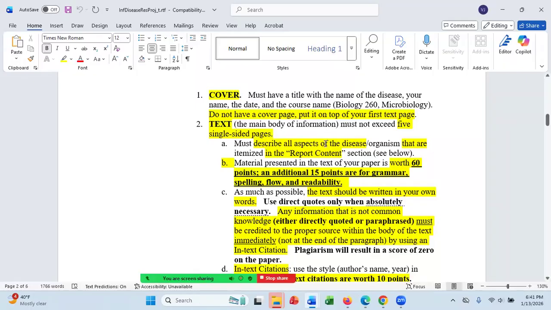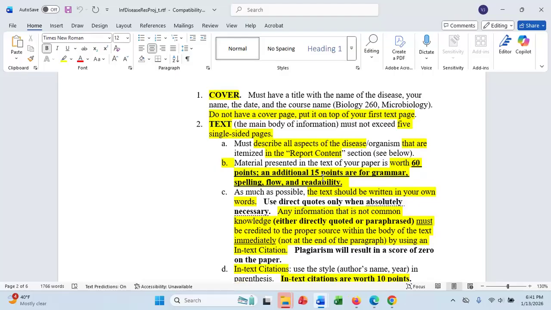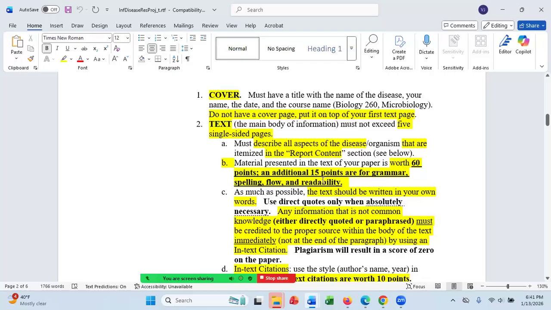All right. You should report all aspects of the disease, which I'll talk about in the report content below. The material presented as text will be worth 60 points, with an additional 15 points for grammar. So that's 75 points on the writing. The grammar will be the correct grammar, the correct spelling, the correct flow, the correct readability. No grammar issues, no mistakes, you'll get the 15 out of the 15. If there are slight errors, you'll probably get 2 points deducted. Lots of errors, you might get more points deducted.